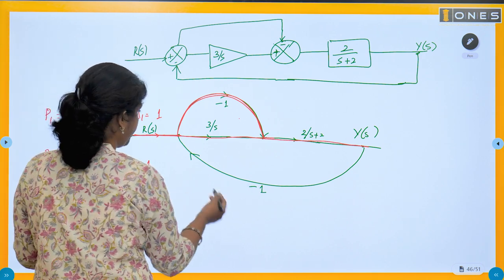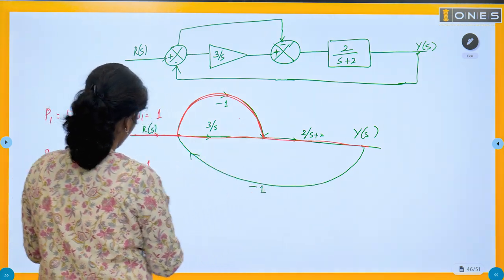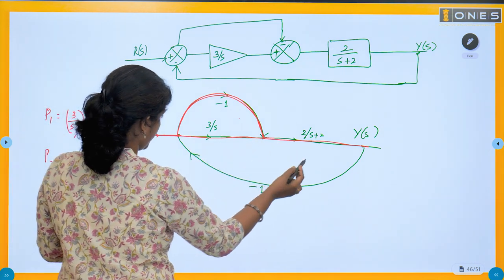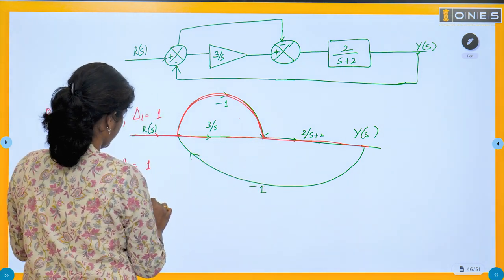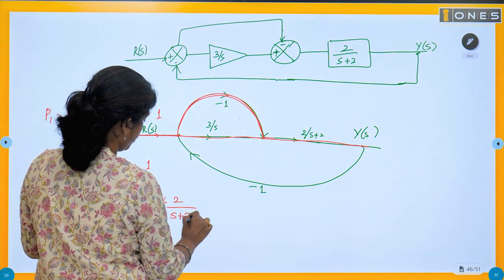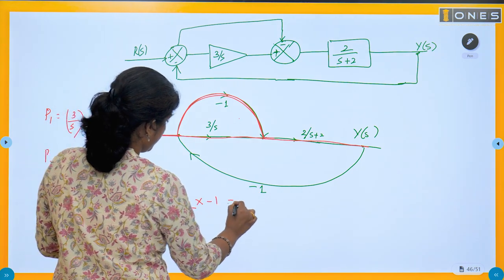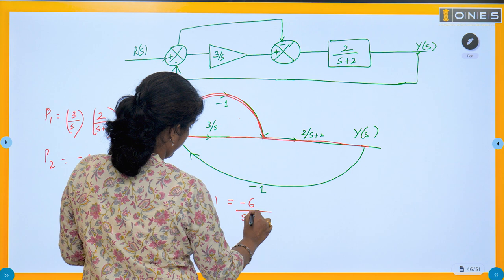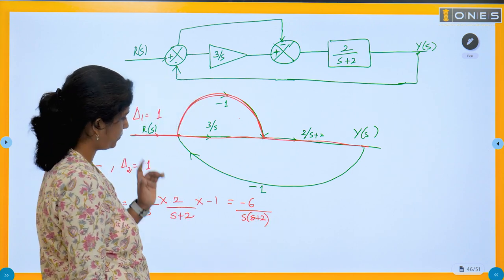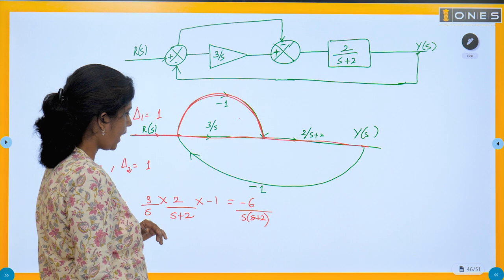And what is the loop? There is only one loop like this. So loop L1 is equal to 3 by s into 2 by s plus 2 into minus 1. That is minus 6 by s into s plus 2. This is the only loop.